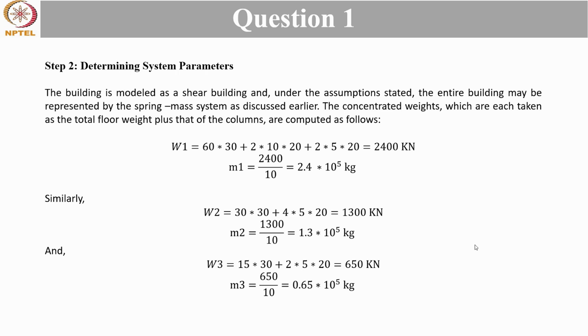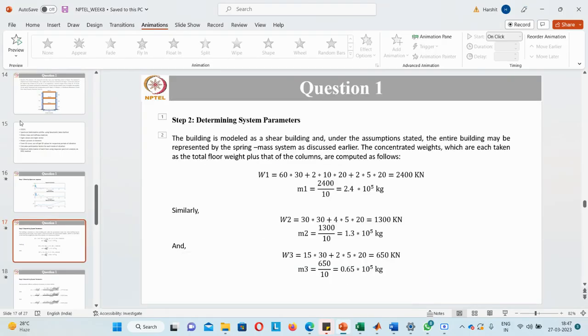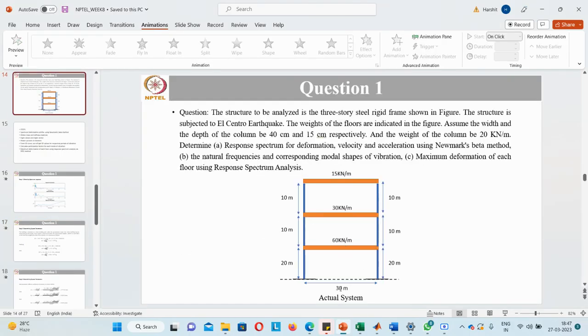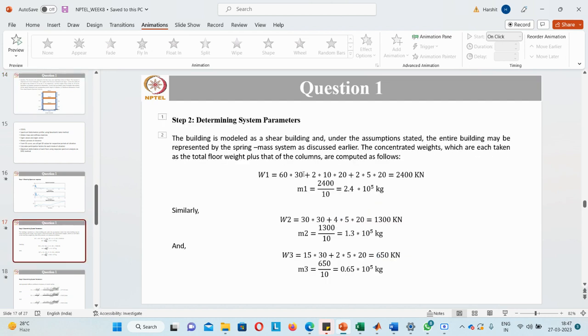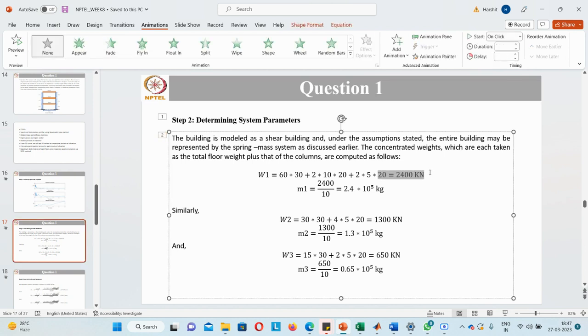So w1 will be nothing but the weight of the first floor and half of the weight of the columns above and half of the weight of the columns below. So you can see here in the question it will be 60 into 30 plus 2 into 10 into 20 plus 2 into 5 into 20. So this is the weight. So mass will be nothing but 2400 upon 10. I have taken 10 so that it can simplify the calculation ahead.